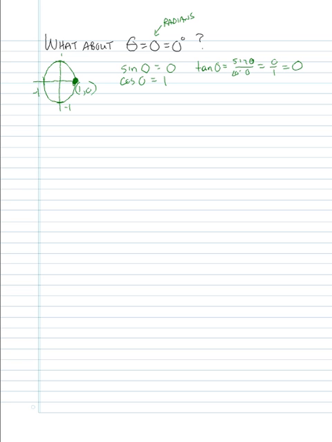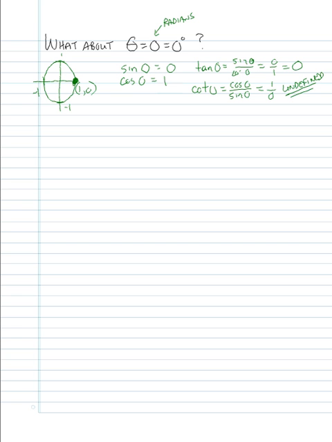But we do run into some problems. I don't quite have room to do it there. The cotangent of 0, well, remember how we calculate cotangent? It's cosine of the angle divided by sine of the angle. And in this case, the cosine, of course, is 1, but the sine is 0, and that's undefined. So the cotangent of 0 is undefined.